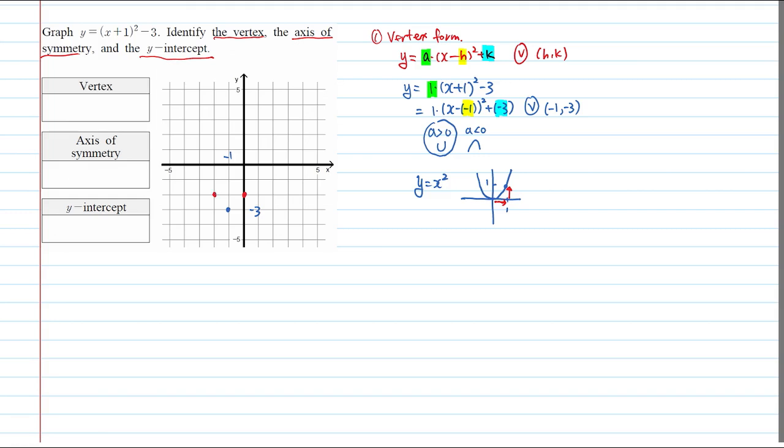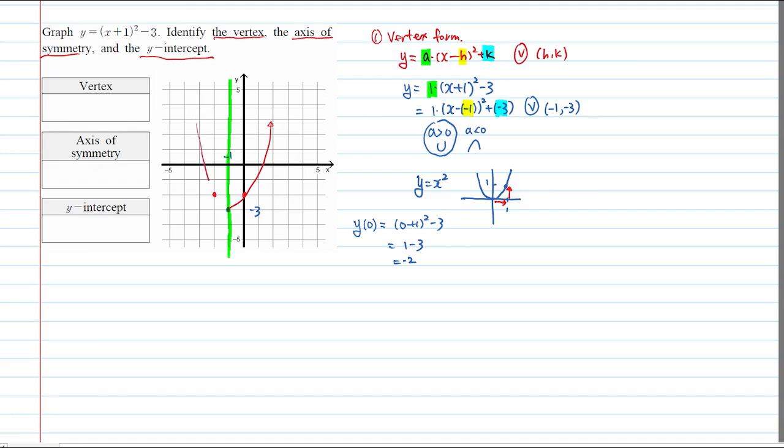But let's confirm it. So the y-intercept is y of 0. That's when x is equal to 0, trying to find the y value. 0 plus 1 squared minus 3. That's 1 minus 3. That's a negative 2. So we were right. Okay. So the axis of symmetry is the x-coordinate of the vertex. So the graph will look like this.